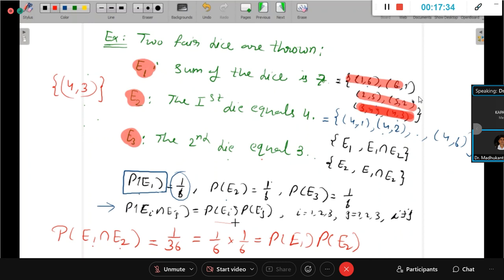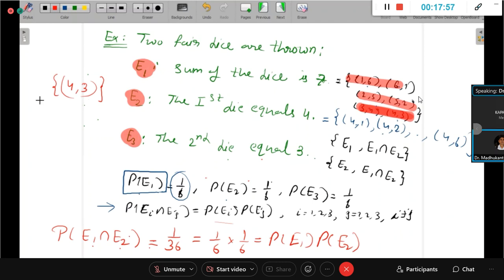Okay, so you take any two, you can prove that. Now, what about all are independent? Can I say all are independent? So E1 intersection E2 intersection E3. Can I say that's equal to probability of E1 times probability of E2 times probability of E3? No, sir.